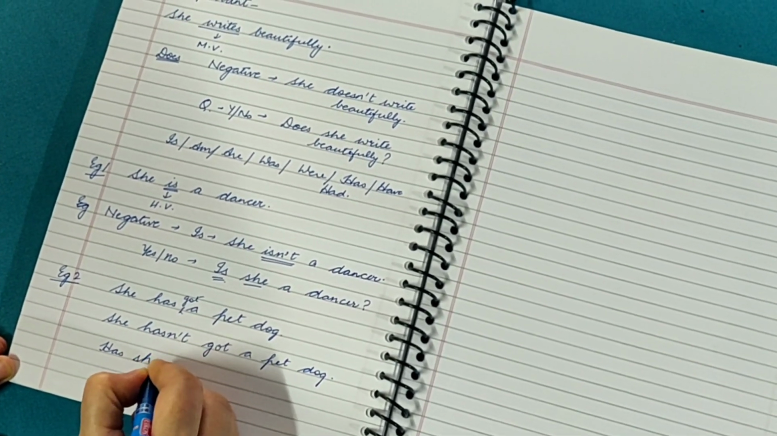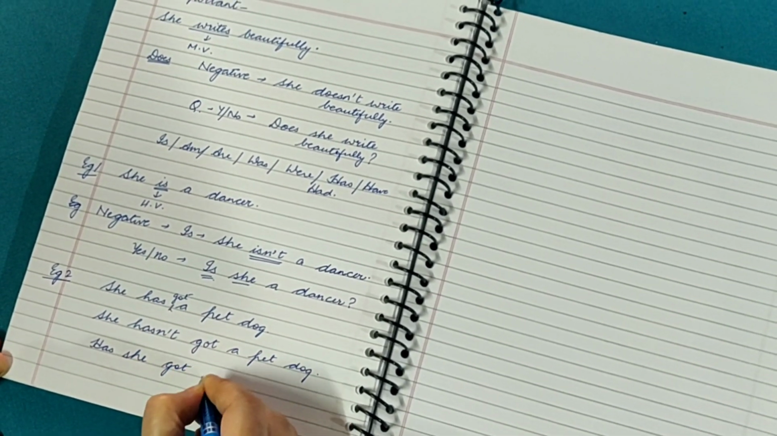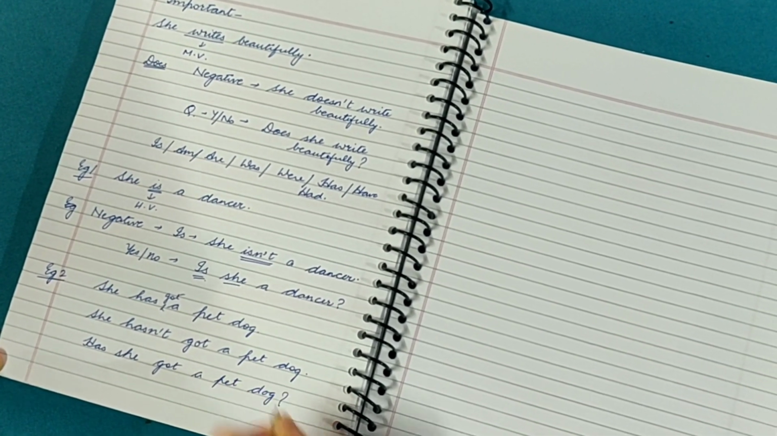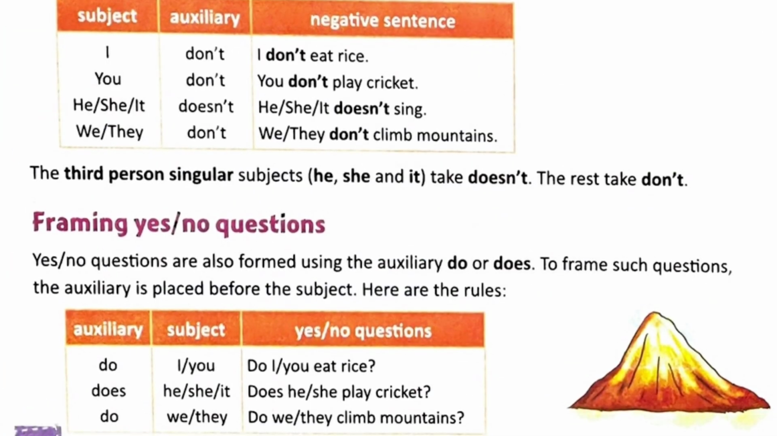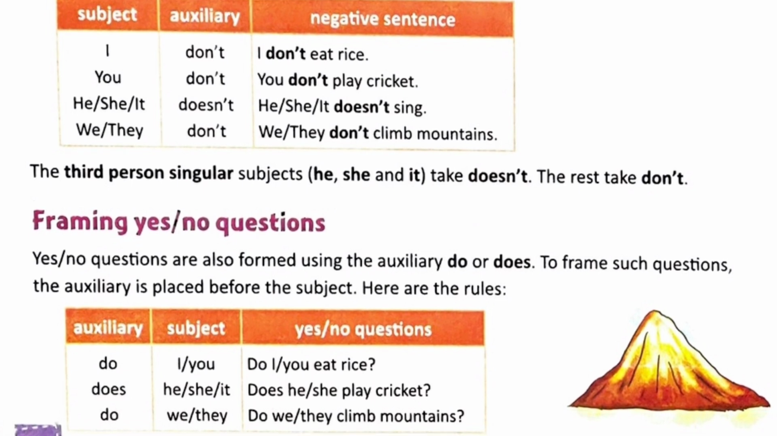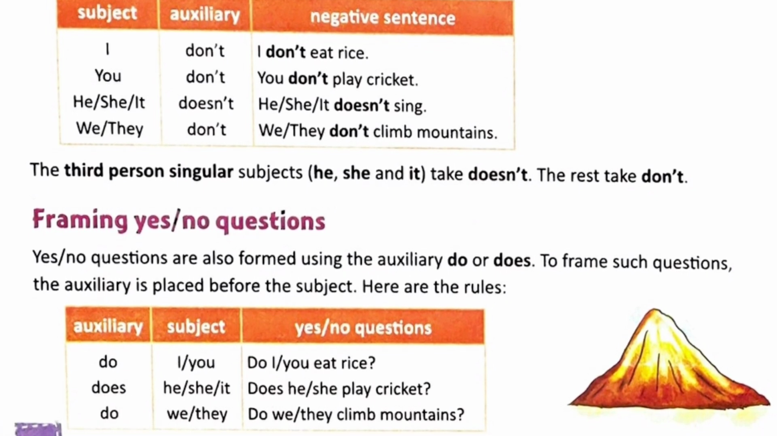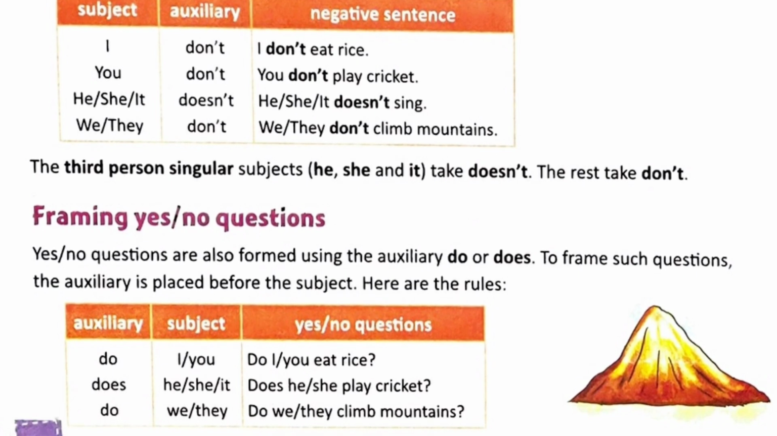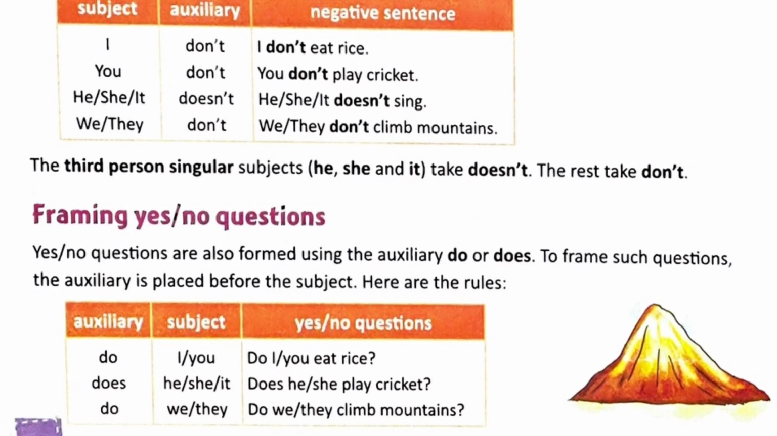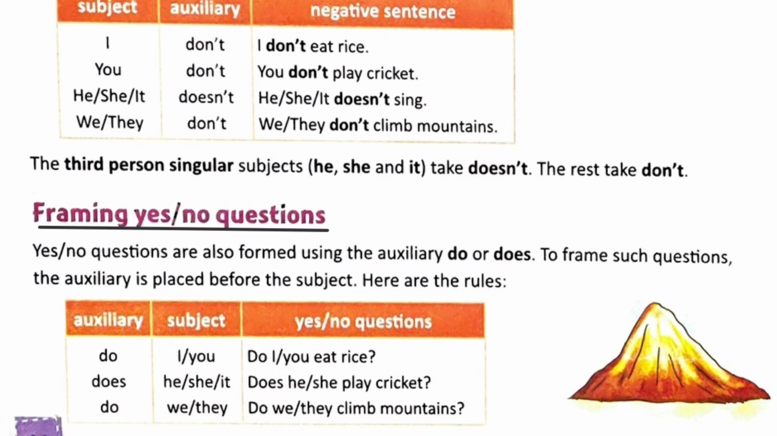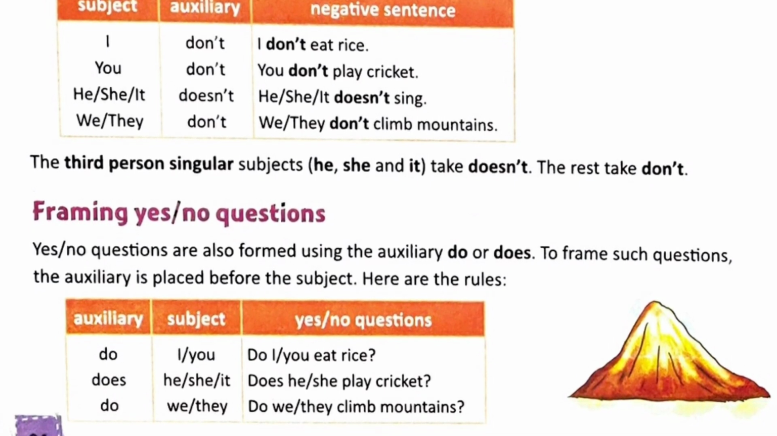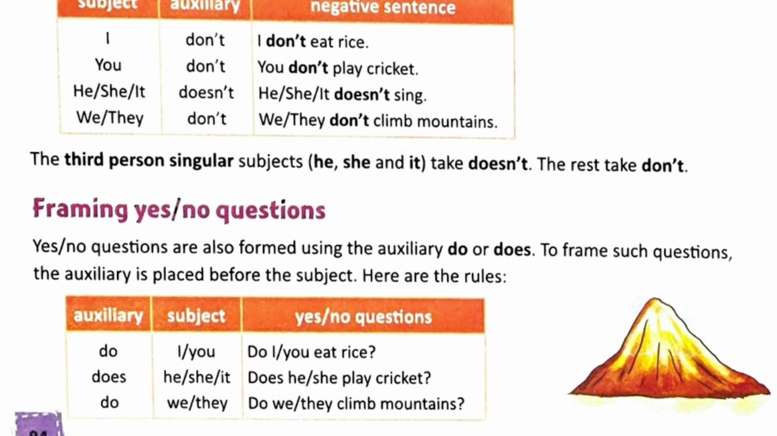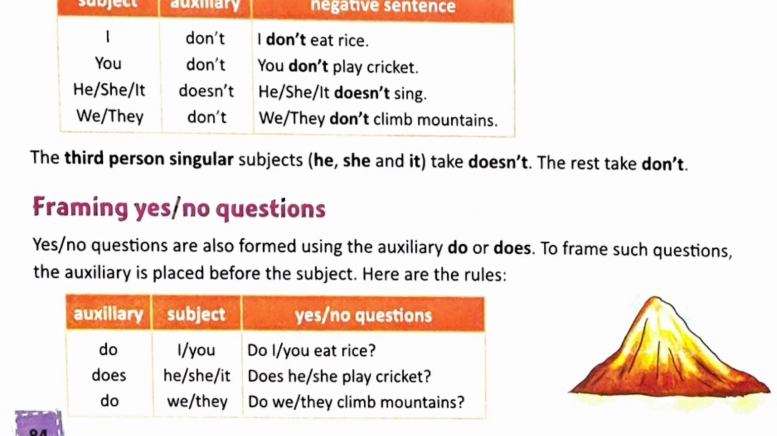So this way you see that whenever we have any helping verb, our negatives and yes-no questions are framed using that helping verb. But if there are no helping verbs, then we take the help of the auxiliary do or does. So now once again we come on to the book content of framing yes-no questions. Yes-no questions are also formed using the auxiliary do or does. To frame such questions, the auxiliary is placed before the subject.